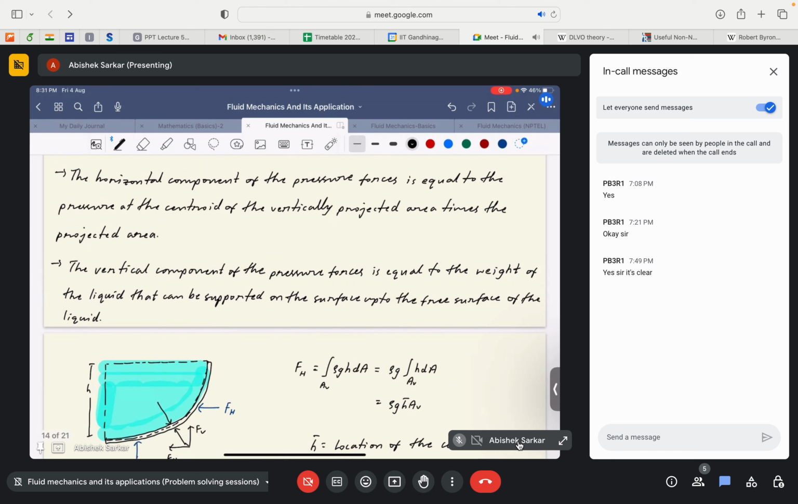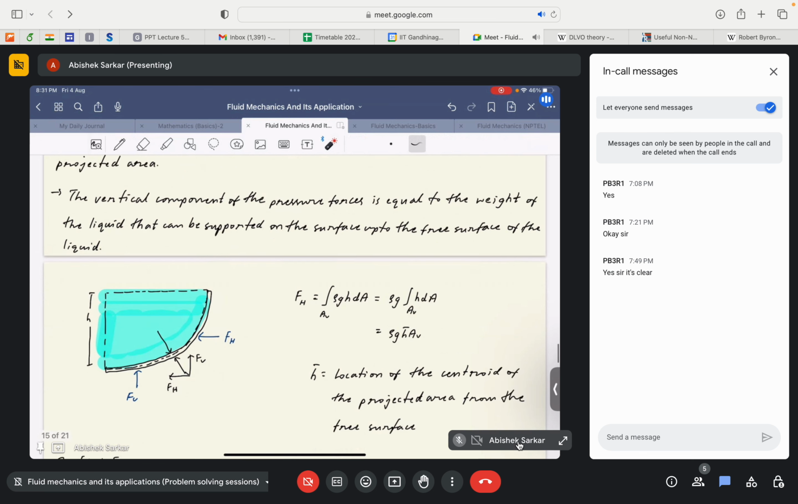So the horizontal component, or FH in this case, is the component of the pressure forces. The horizontal component of pressure forces is equal to the pressure at the centroid of the vertically projected area times the projected area. So in this case, if FH denotes the horizontal component of this pressure force, it would be equal to the centroid of the projected area.